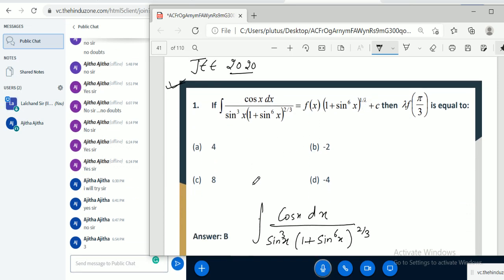So now we need to calculate this function. Okay. So this is lambda into f(pi by 3). So lambda value will be 3 and our f(x) value will be minus 1 by 2 cosec square x. Okay. If we substitute pi by 3, then what will be the final answer? Can you calculate now? What will be the final answer?